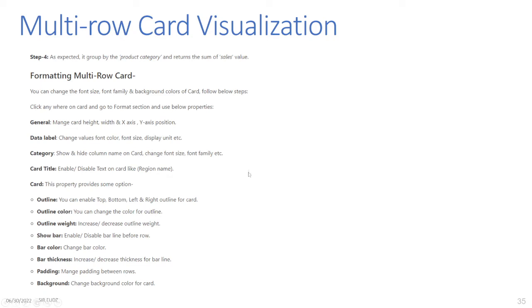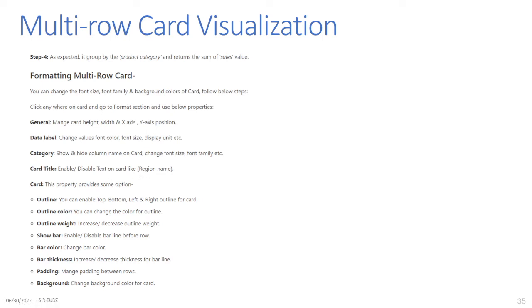Formatting the multi-row card. You can change the font size, font family, and background colors of the card. Follow the steps below. Click anywhere on the card, go to the format section and use the properties below. General: manage card height, width, and x-axis, y-axis position. Data label: change values, font color, font size, display unit, etc. Category: show and hide the column name on the card, change font size, font family, etc. Card title: enable or disable text on the card, like region name.